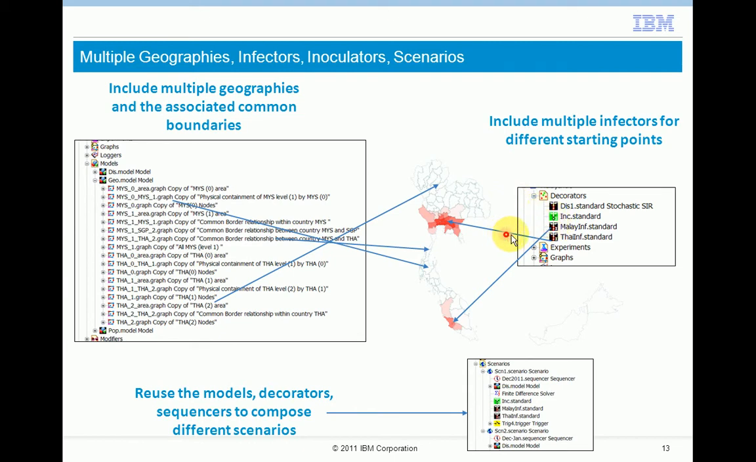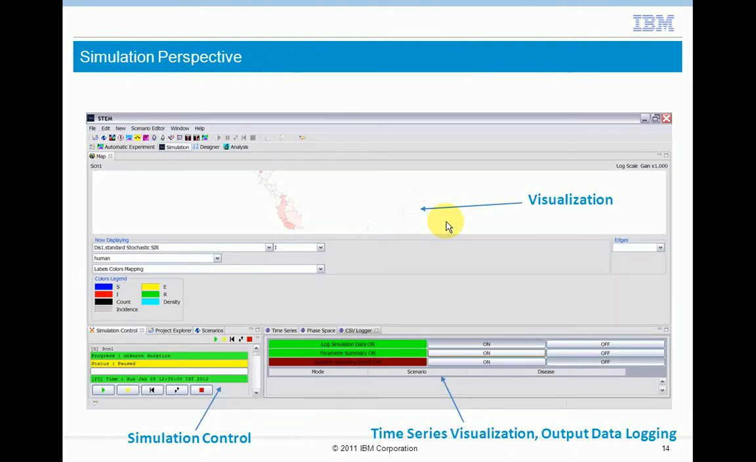infectors can be introduced, inoculators, and whatever you want in particular locations. In this case, an infector was introduced in a particular location in Malaysia, another one in a particular location in Thailand. All right, and then you can, of course, run the scenario and see what it looks like. And scenarios, you can run one or two different scenarios.